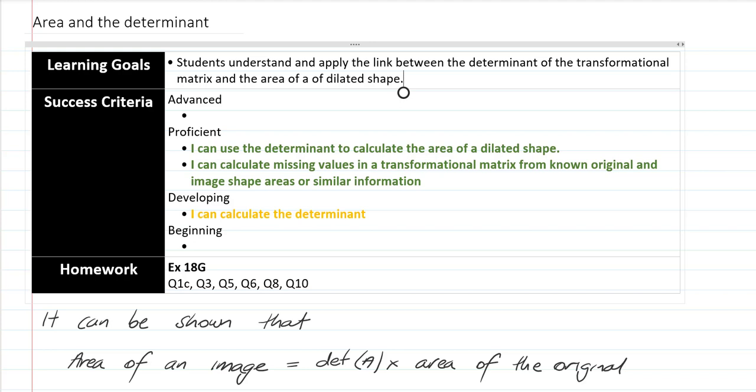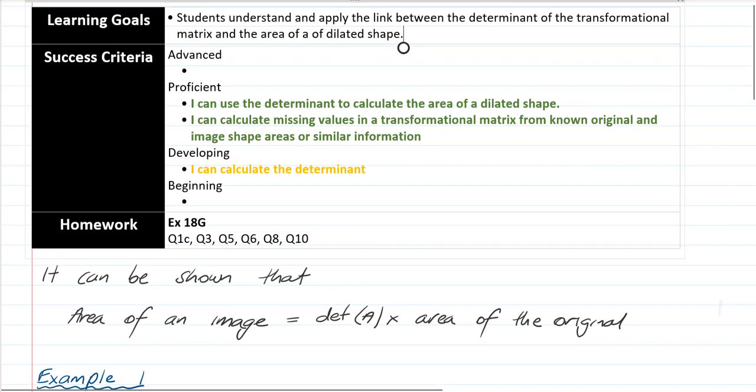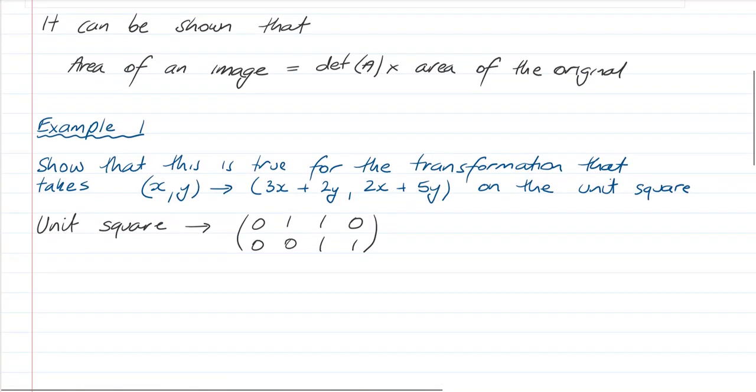And so I'm just going to make this video pretty quick, just showing you a couple of examples of what this little rule is. So firstly, it can be shown that the area of an image is equal to the determinant of the transformation matrix times by the area of the original. That's all it is. It's that simple.